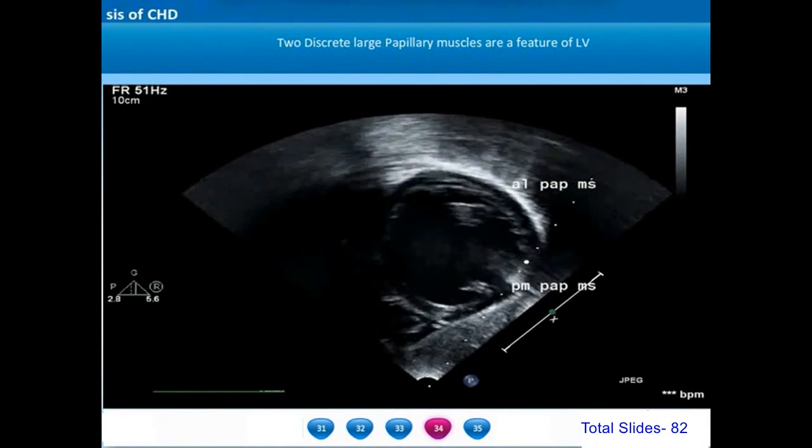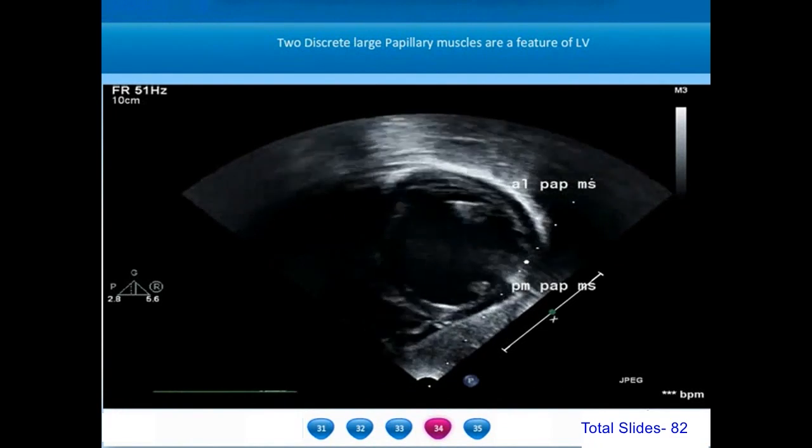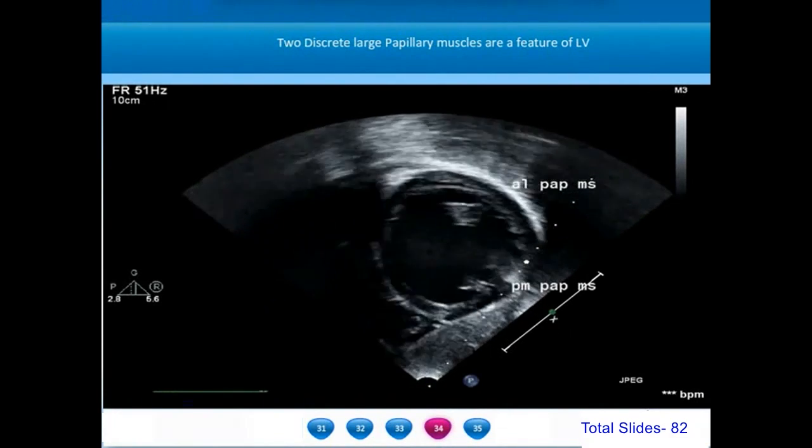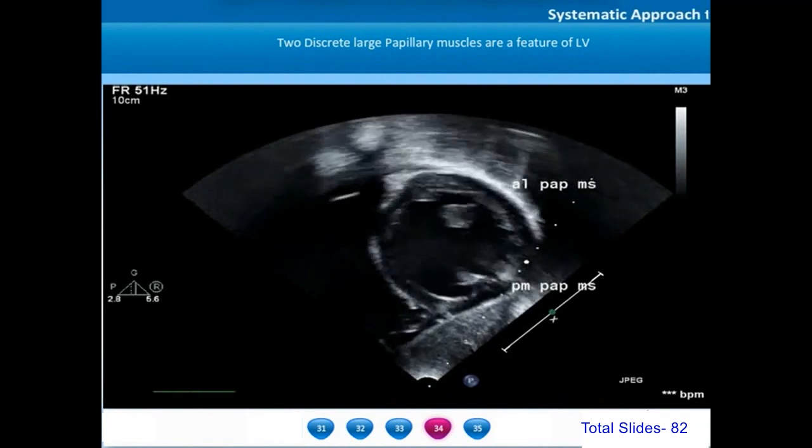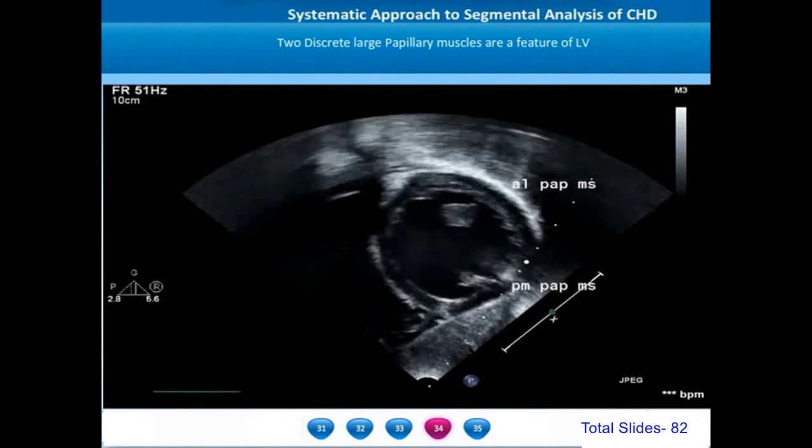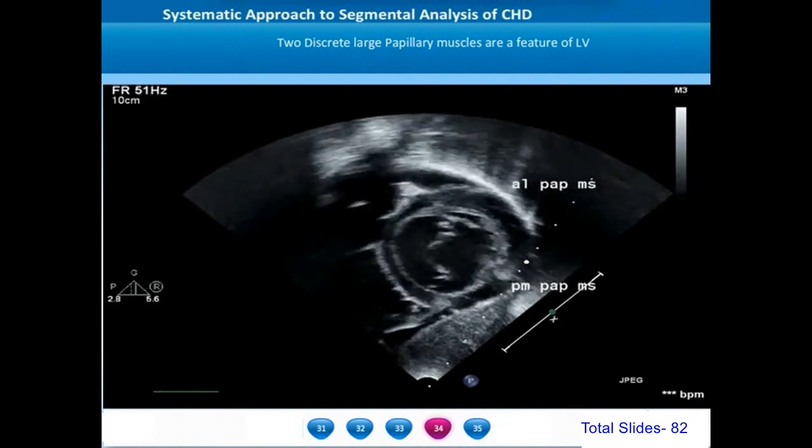Identification of two discrete large papillary muscles is also a feature of the left ventricle. If we can clearly identify two good-sized trunks of papillary muscles, that ventricle will represent the morphological left ventricle.